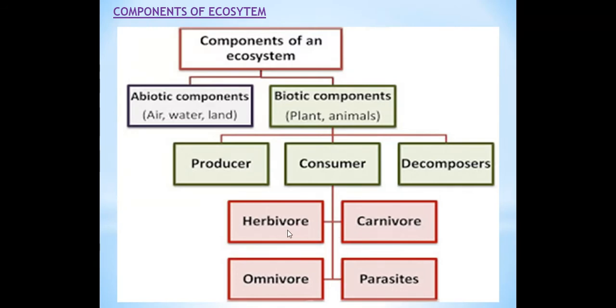So what are herbivores? Herbivores are those organisms which eat plants. Carnivores are those organisms which eat only animals. And omnivores are those organisms which eat both plants and animals. And what are parasites? Parasites are those organisms which depend on other organisms for their food.